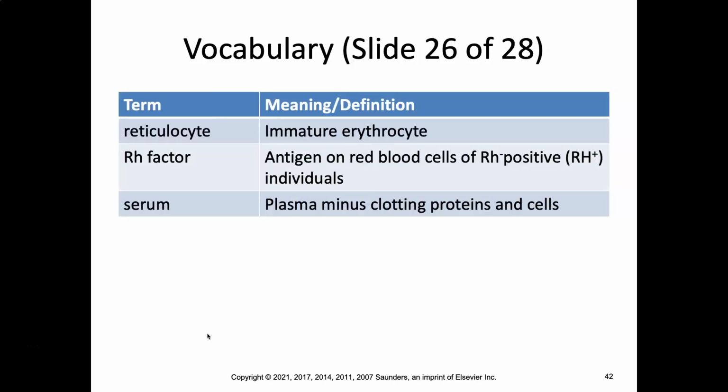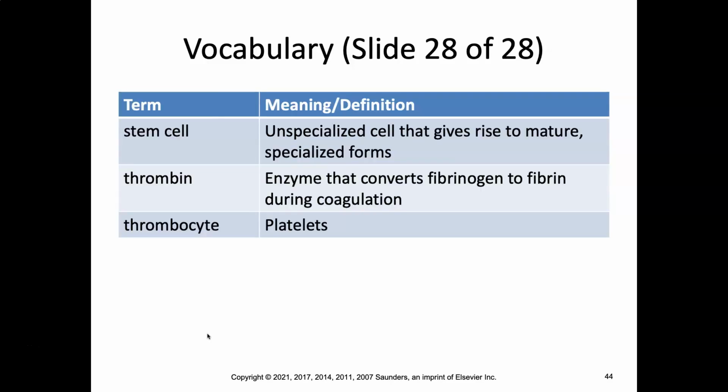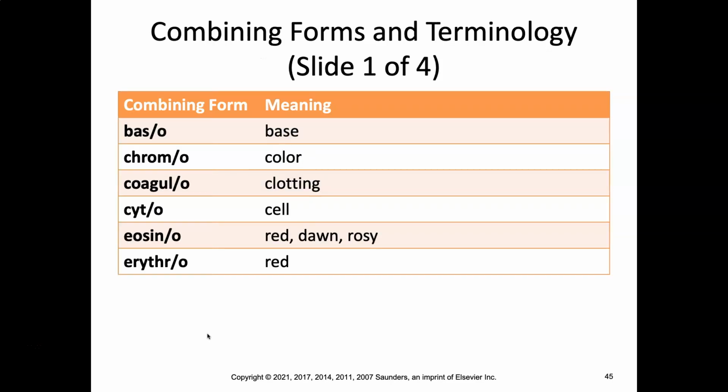And really quick, going back to Rh factor, we talked about Rh factor, I want to say back in chapter 2 maybe. So if you want to know about that, please go back to chapter 2, I believe, and take a look at that. There should be information about Rh factor and how that works in pregnancy. Stem cell, thrombin, thrombocyte.